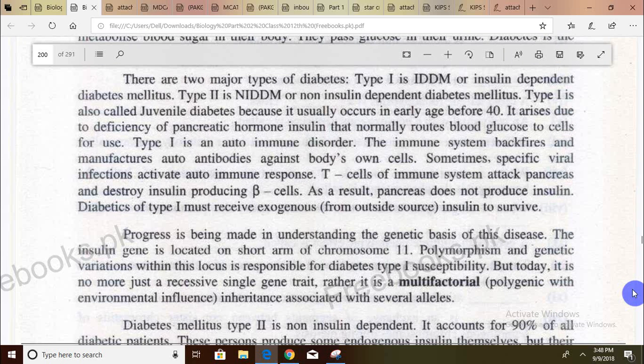And now, important thing, the insulin gene is present on the short arm of chromosome 11. And I don't think this is a question that has been quite asked yet, but you never know. You should really remember this. So what I do is I tend to just underline stuff like this.